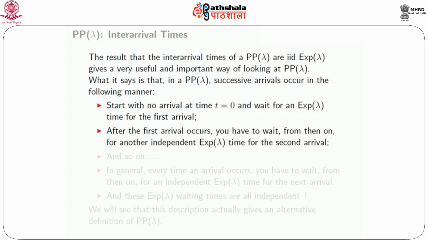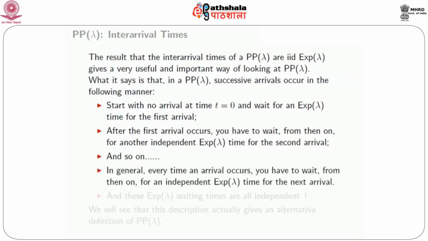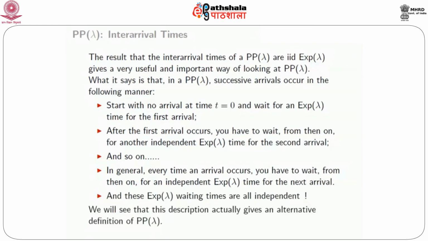By that I mean that after the second arrival has taken place, again you have to wait from that time point onwards for an independent exponential lambda time for the third arrival, and so on and so forth. In general, every time an arrival occurs, you have to wait from then on for an independent exponential lambda time for the next arrival, independent of everything that has happened so far. And these exponential lambda waiting times are all independent. So this gives a much clearer, different picture of how to think of a Poisson process.